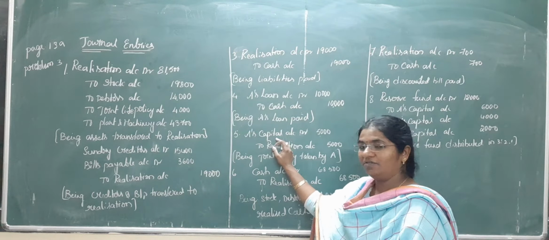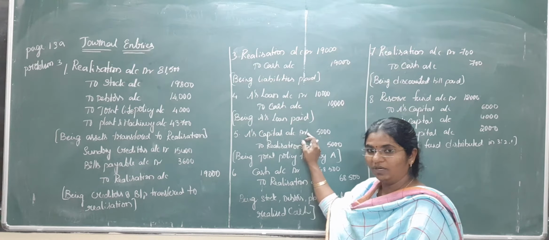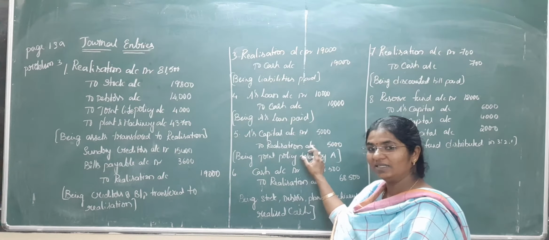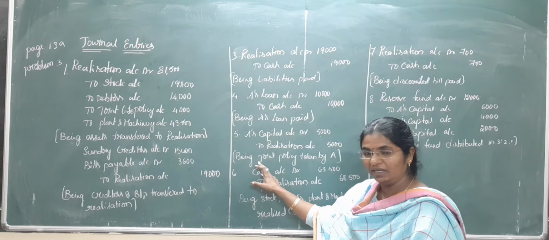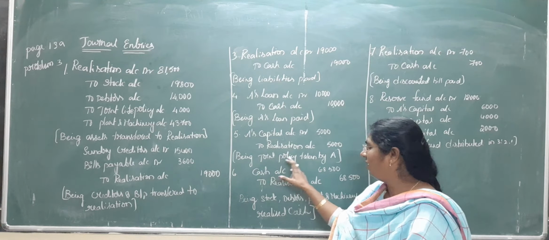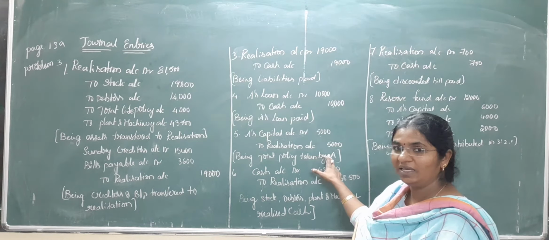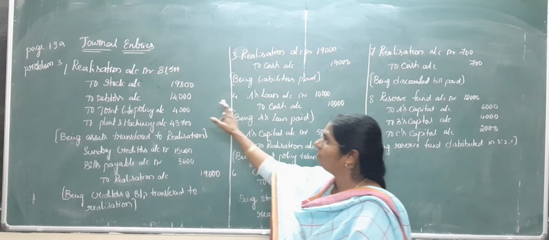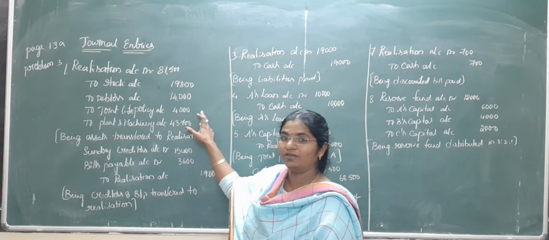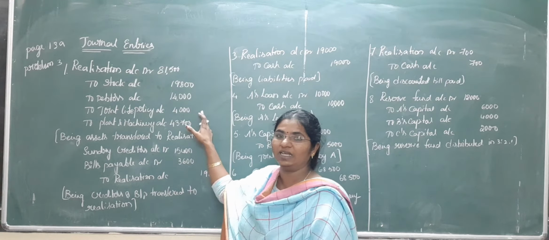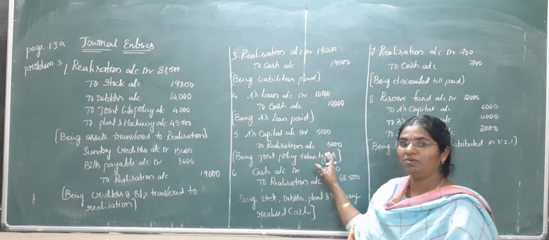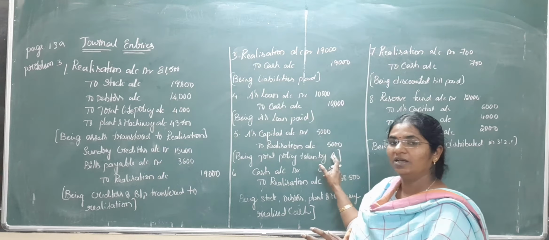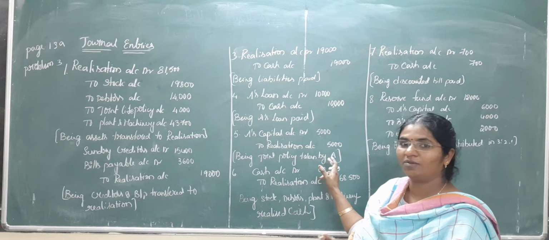What is the journal entry I have written? A's capital account debit to realization account 5,000, and in the narration we mentioned very clearly that it is a joint life policy taken over by A. What's the amount of the joint life policy given here? 4,000. It is an asset and this asset is taken over by A. So that's why we have written a corresponding entry that joint life policy is taken over by A.